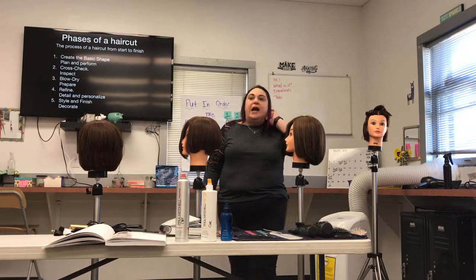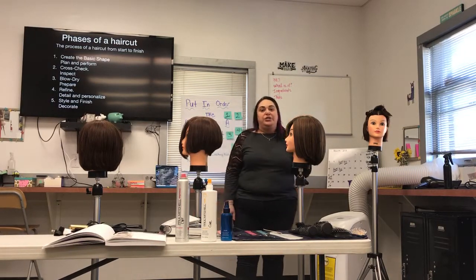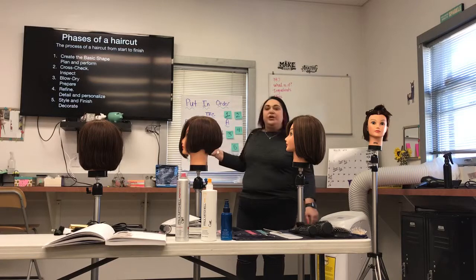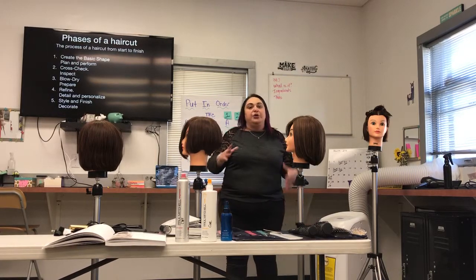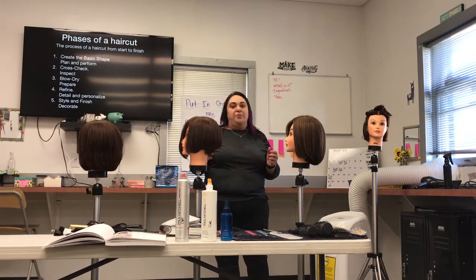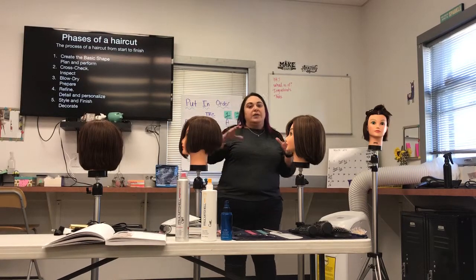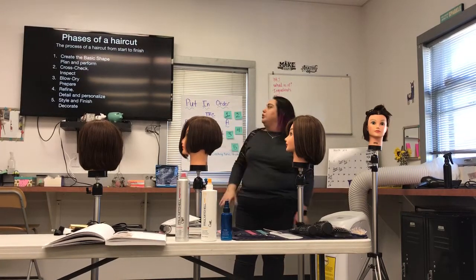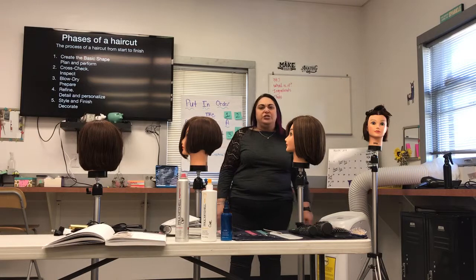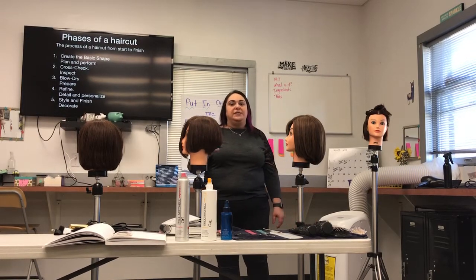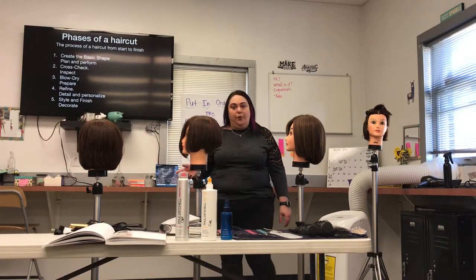So for me, I can think of phases of a haircut as building a snowman. So the first thing we're going to do is we're going to plan. We're going to create our snowman. We're going to build the foundation of our snowman. And then we're going to cross-check. We're going to look at our snowman to see if it's balanced, to see if it's equal.